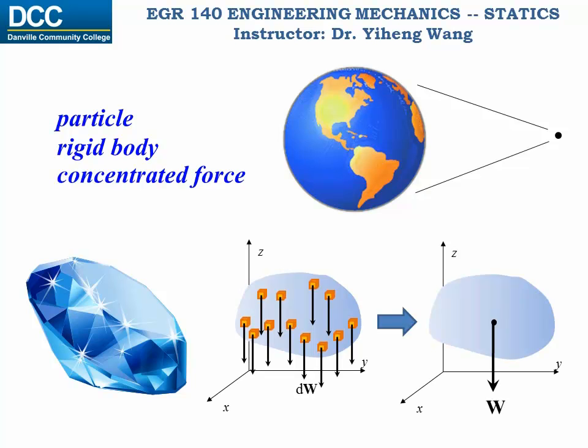A concentrated force assumes that a force only acts on a point, although in reality, forces are applied to an area or a volume. For example, the weight of an object is distributed throughout its body, but in our analysis, we often use a concentrated force that is placed at the center of gravity in the object to replace the distributed gravitational force.